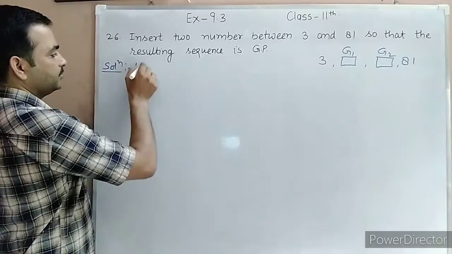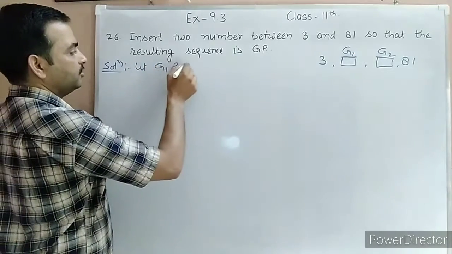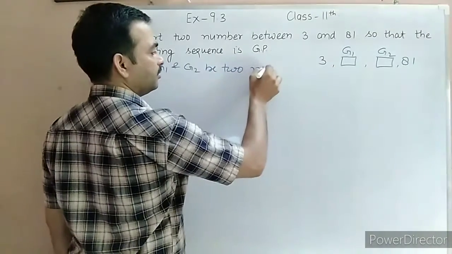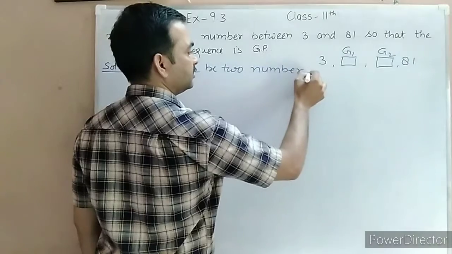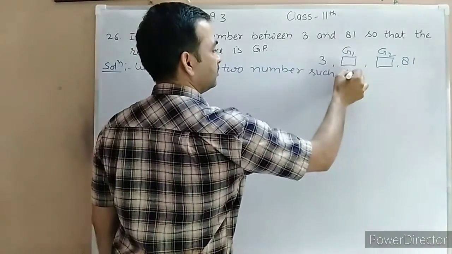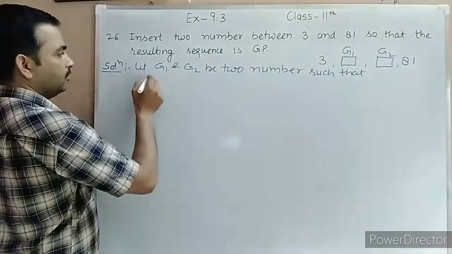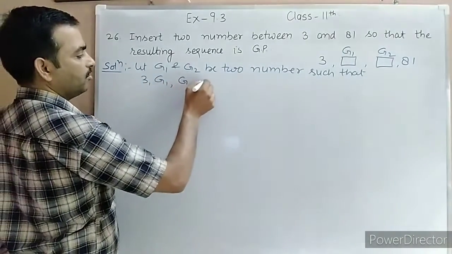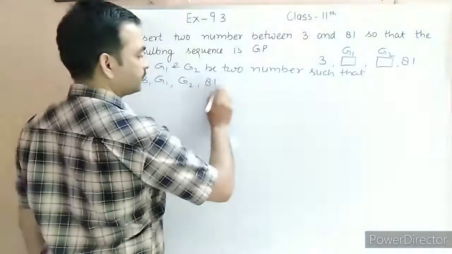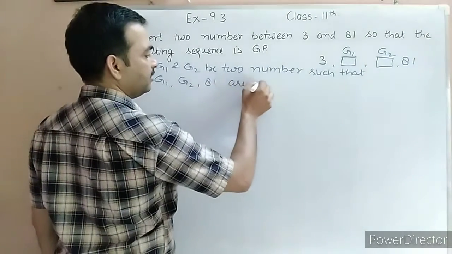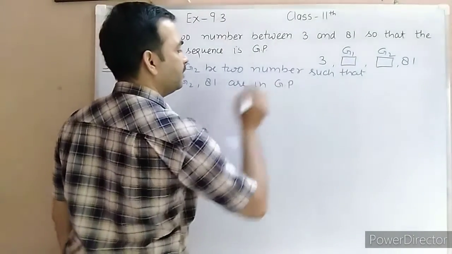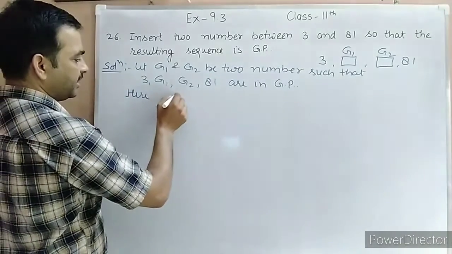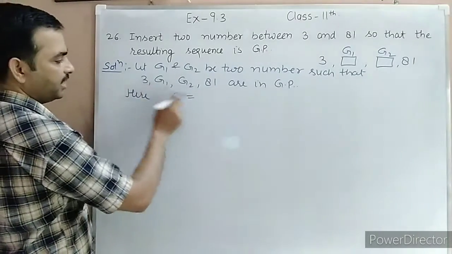So let G1 and G2 be two numbers such that 3, G1, G2, 81 are in GP. Here the first term, that is A, the first term A is 3.